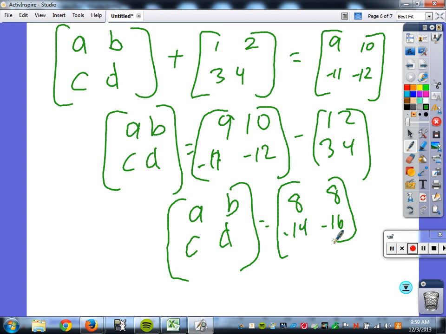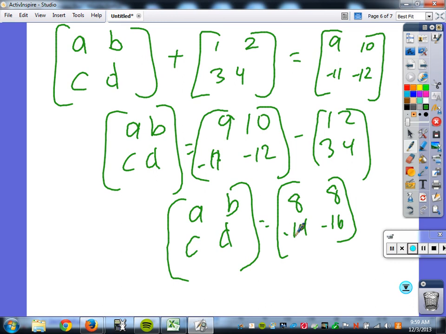Does anybody else have another way that we could have done this? There is another way. We could just simply split it into simple things. Doesn't A plus 1 equal 9? So what should A equal? 8. Doesn't B plus 2 have to equal 10? So what does B have to equal? Doesn't C plus 3 have to equal negative 11? So what's C? Negative 14. D plus 4 has to equal negative 12. So that's negative 16, right?